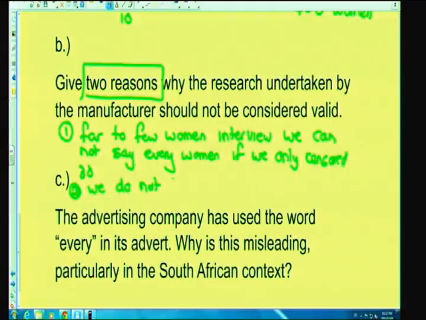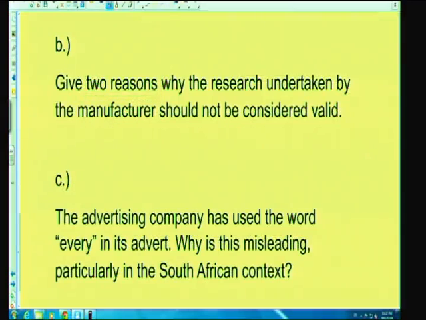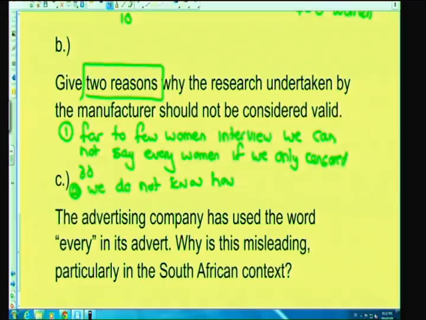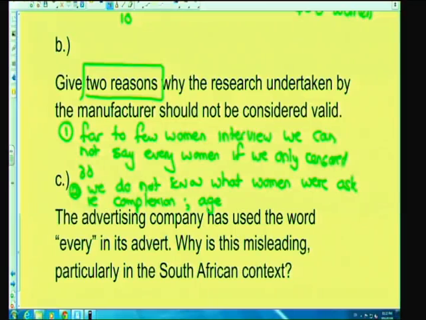So we don't know whether these women were like a spectrum of ages, and maybe we needed to look at them in the 30 to 40 range, the 40 to 50 range, etc. We needed to look at different ethnic groups, because maybe it only works for white skin, who knows, I don't know. But there's no real data, so there are lots of reasons you could give for the second reason. The second reason, I would say, we do not know what women were asked, i.e. complexion, age, ethnicity, and you can name others.